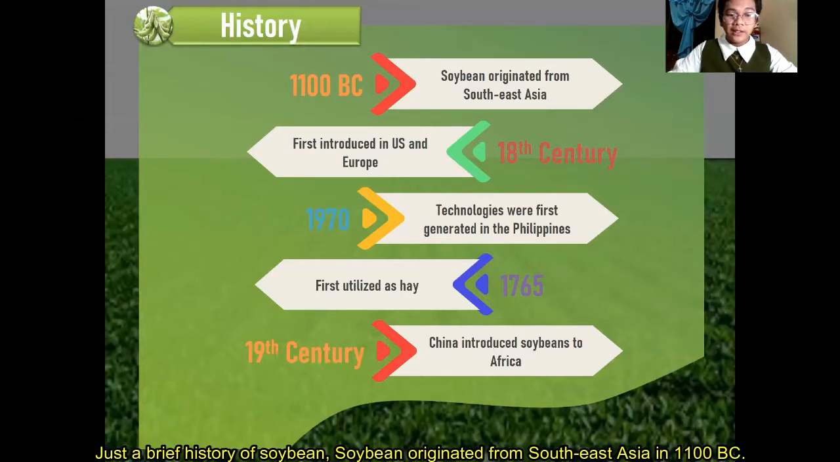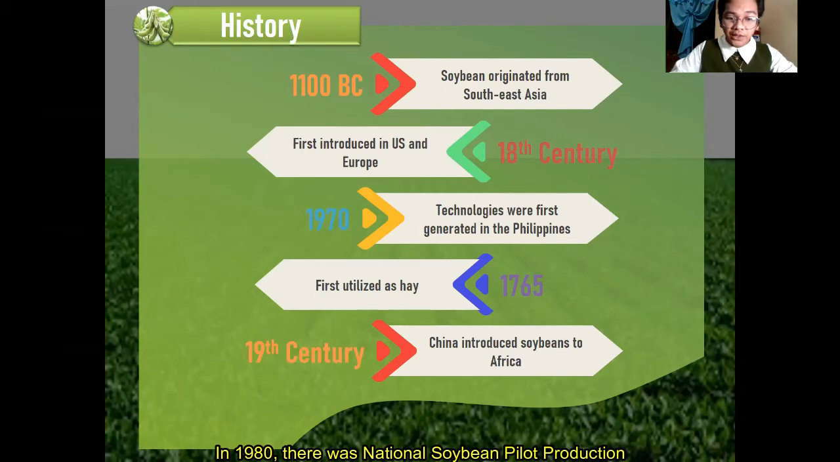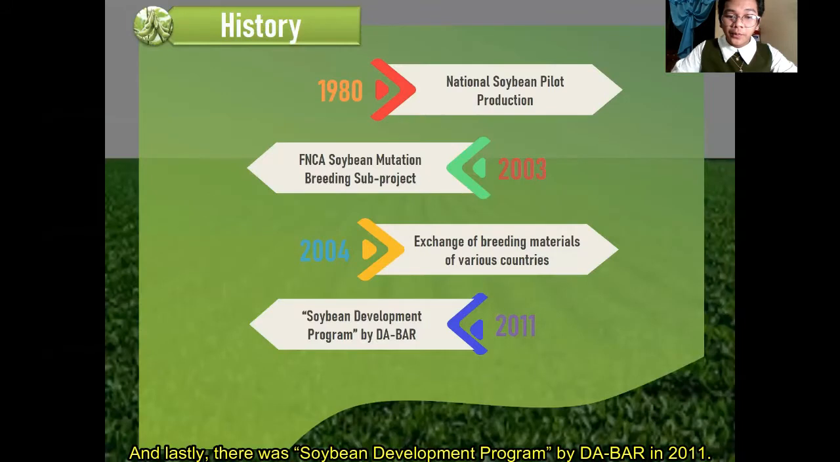Just a brief history of soybean. Soybean originated from Southeast Asia in 1100 BC. It was first introduced in the US and Europe in the 18th century, and in 1970, technologies were first generated in the Philippines. In 1980, there was the National Soybean Pilot Production, while in 2003, there was the FNCA Soybean Mutation Breeding Sub-Project. And in 2004, there was an exchange of breeding materials of various countries. And lastly, there was the Soybean Development Program by the DA-BAR in 2011.